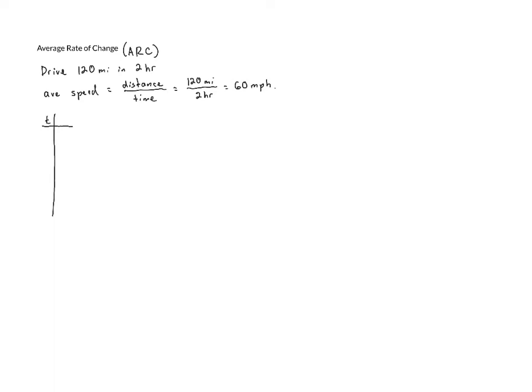So t will represent time. We're going to represent the position function with the letter s. This is fairly standard in mathematics. I don't actually know why, to be honest, but oftentimes position is represented with the letter s. And so let's pretend that we get on the freeway at time 0. That's our starting time. And we start at the very beginning of the freeway, which is mile marker 0.